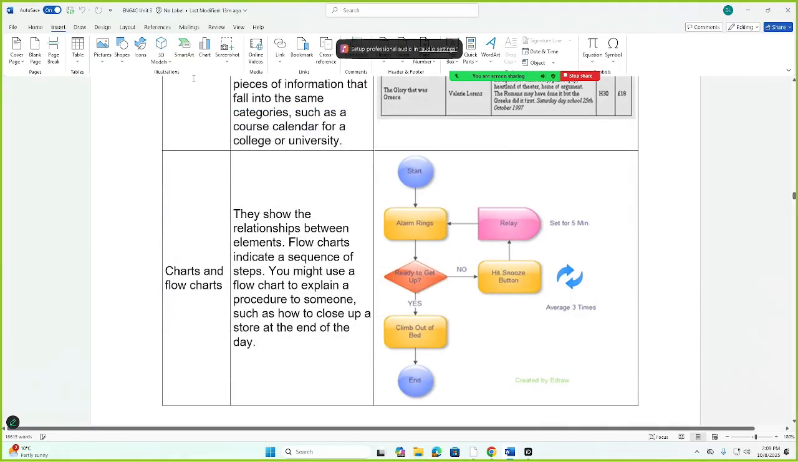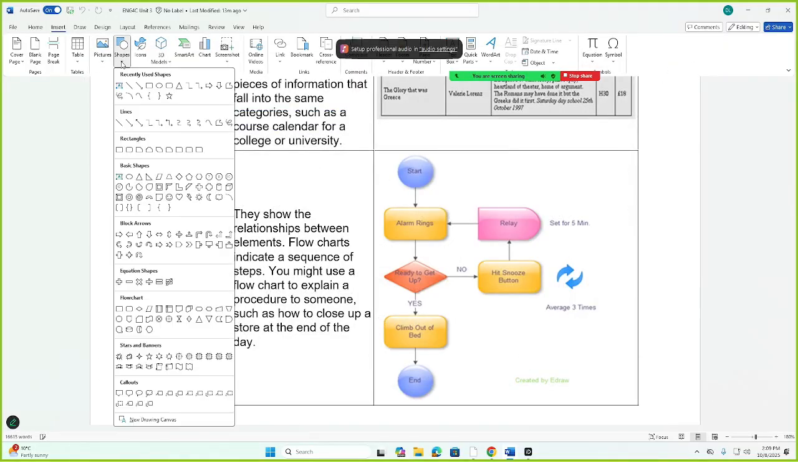Okay, all right, shapes. I believe shapes. There we go. See that? Basic shapes. Each shape can represent a different type of action. Could represent decisions, the beginning or end of a process.